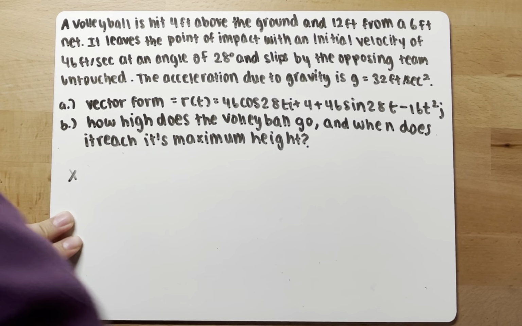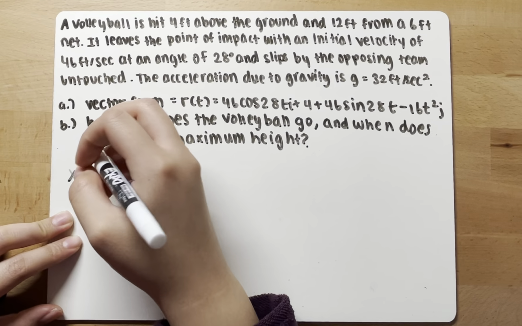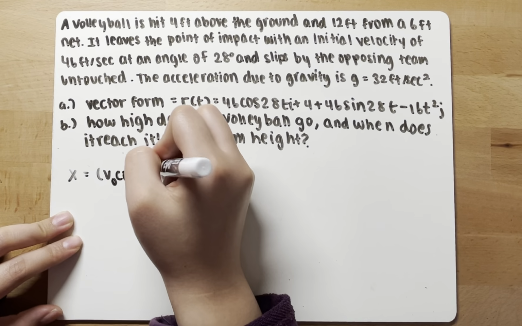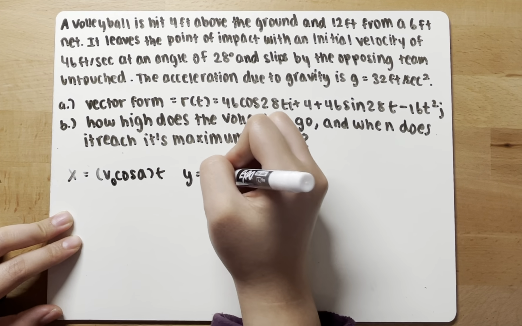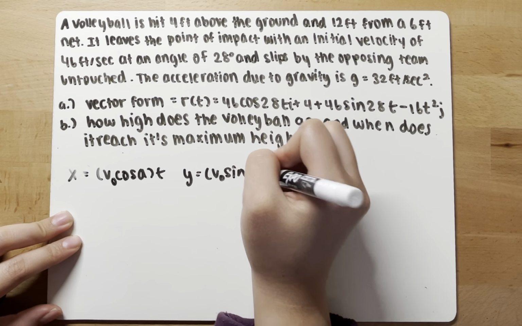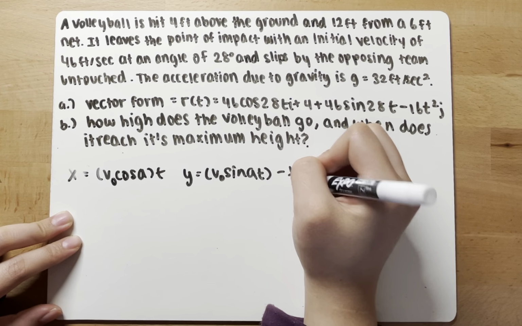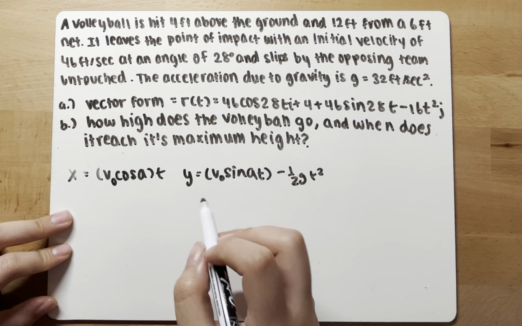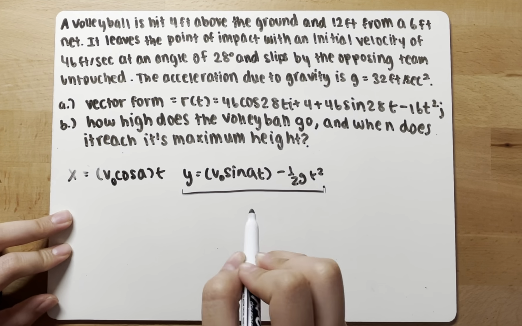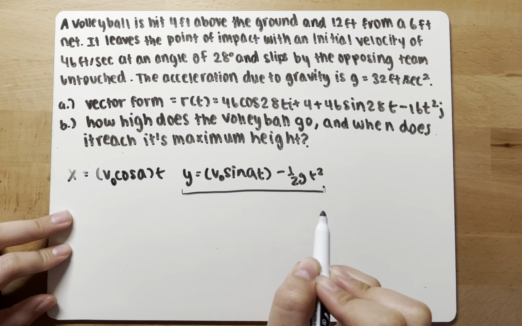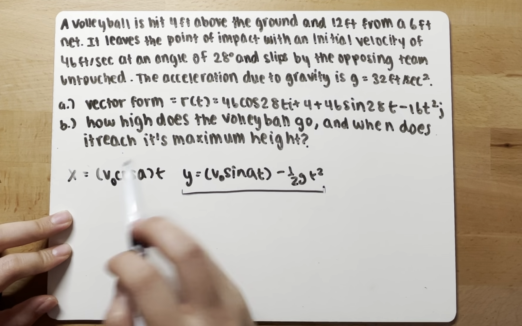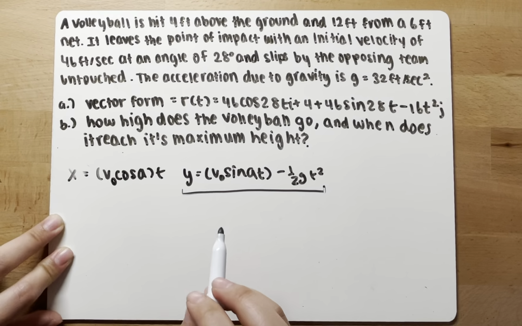Recall that there are two components for projectile motion. There's the x component, which is initial velocity cosine angle t, and then there's the y component, which is initial velocity sine angle t minus 1/2 gt squared. To find the maximum height, you're going to want to take the derivative of this, set it to 0, and solve for t. This will tell us when it reaches its maximum height. So let's go ahead and get started.